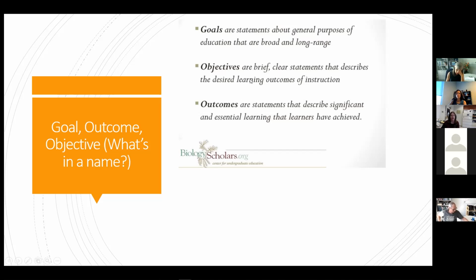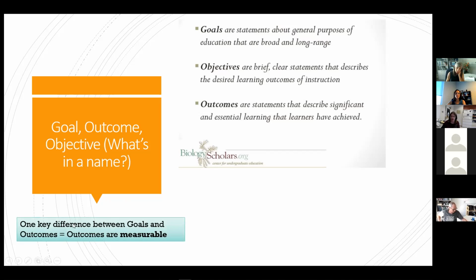Objectives are a little bit more detailed. They're a clear statement that describes the learning outcomes for instruction. And so we're getting a little more specific. And then outcomes are statements that describe the essential learning that will be achieved. One key difference between a learning goal and a learning outcome is that learning outcomes are going to be measurable. There's some way that we can assess whether or not this learning outcome has been met.